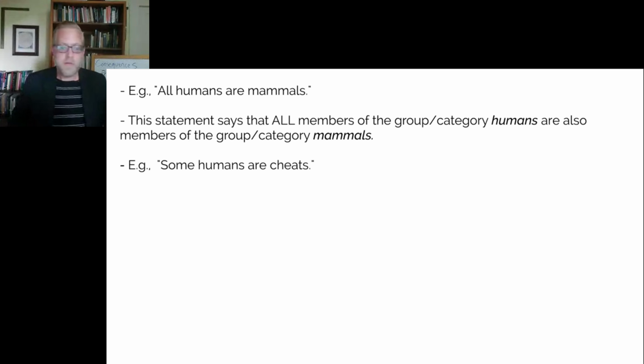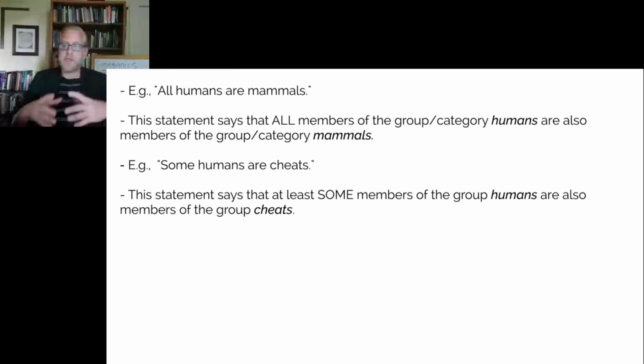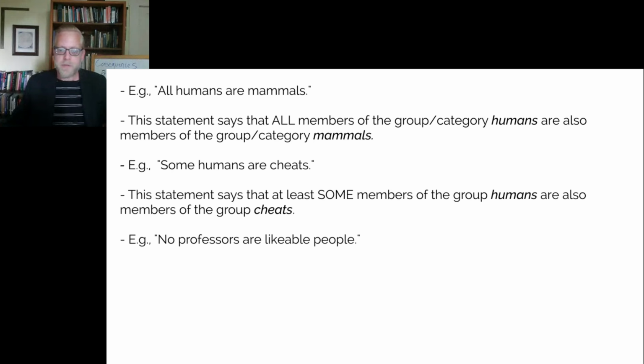Or some, right? Some humans are cheats or cheaters. And so that's saying that there's some members of the group human who are also members of the group cheats, right? So get used to this way of thinking, that we're talking about members of a category, members of a group, members of a club, as it were. And then we're comparing one group with another. We're saying all of these are also in this club, or some of these are also in this club, or none of them are in this other club. We can create all sorts of statements that way, and all sorts of arguments.